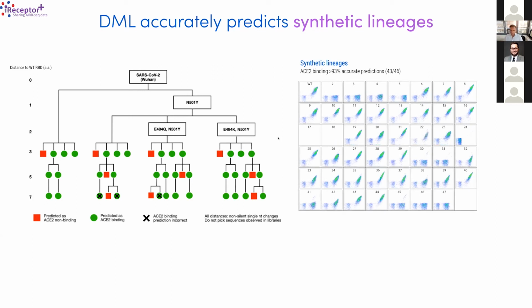We experimentally expressed all 46 sequences. We did all the flow cytometry. And what you essentially see here is then reflected here that 43 out of our 46 predictions were accurate for ACE2 binding.